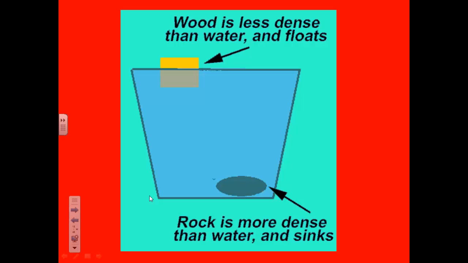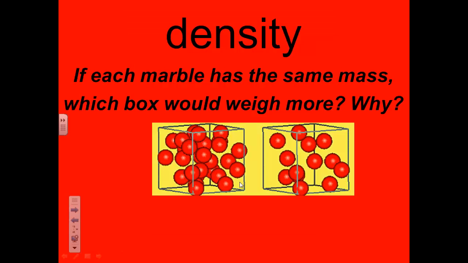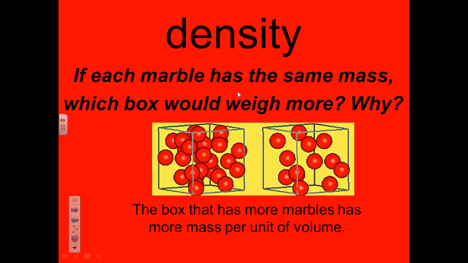Here's a picture. Wood is less dense than water, so it floats. A rock is more dense, so it sinks. Here, in this example, if each marble has the same mass, which box would weigh more? What do you think? Why? The box that has more marbles has more mass per unit of volume.